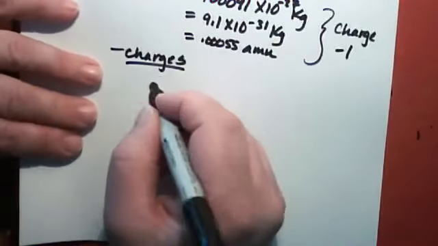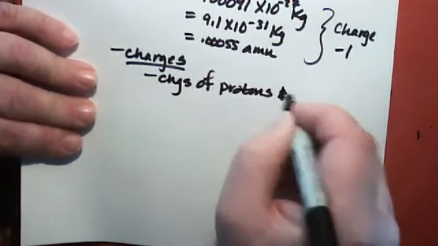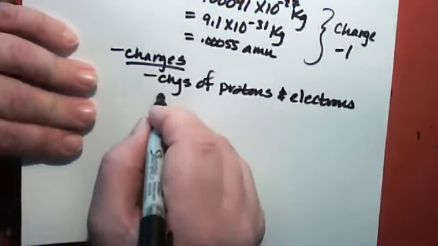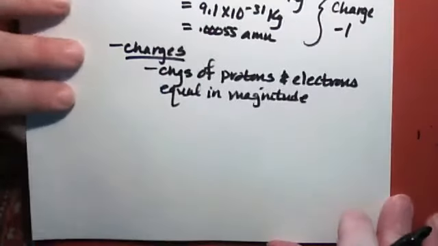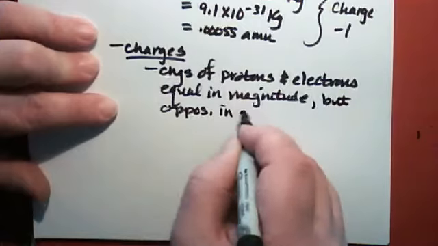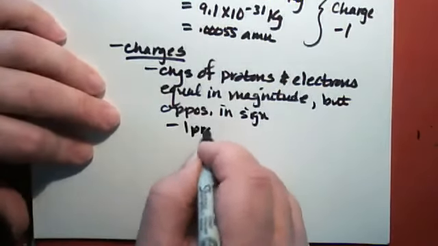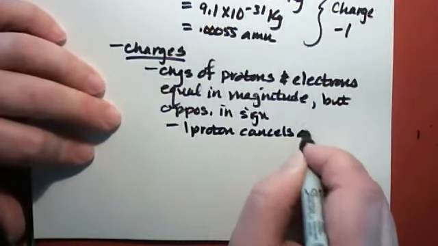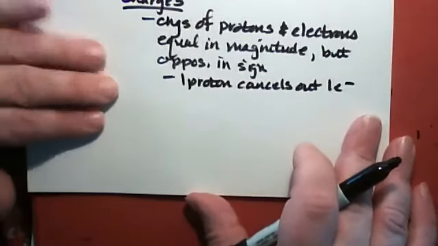We want to talk about the charges in a little more detail. The charges of protons and electrons are equal in magnitude, but opposite in sign. So in other words, one proton cancels out one electron, and vice versa, one electron cancels out one proton. And again, that's how atoms end up having a neutral charge overall.